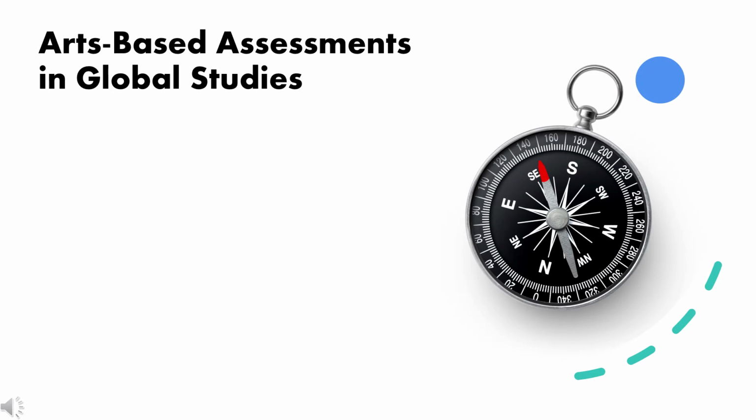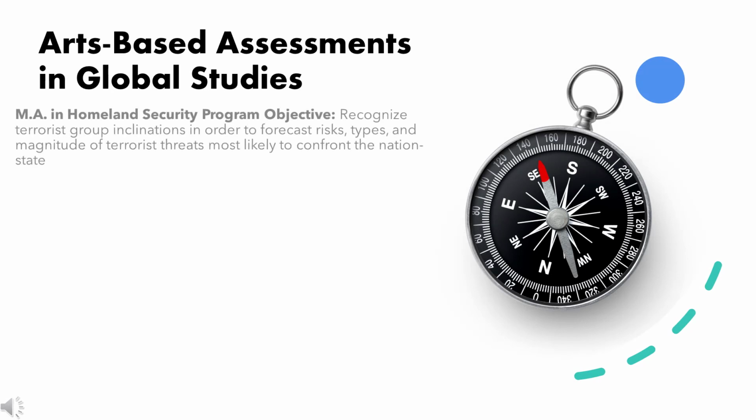Let's turn to a global studies example. The Master of Arts in Homeland Security program objective states, recognize terrorist group inclinations in order to forecast risks, types, and magnitude of terrorist threats most likely to confront the nation state. An art form that comes to mind here is theater arts.